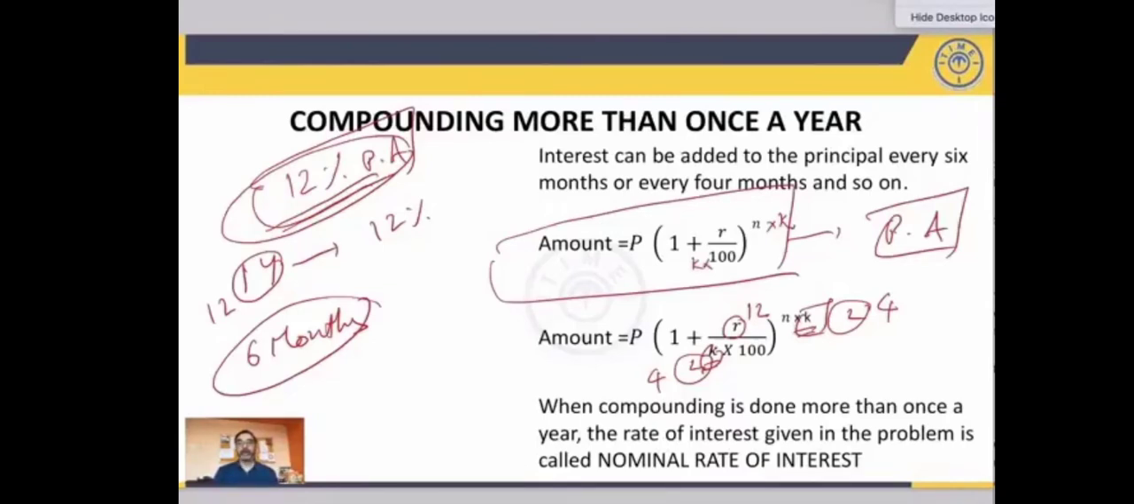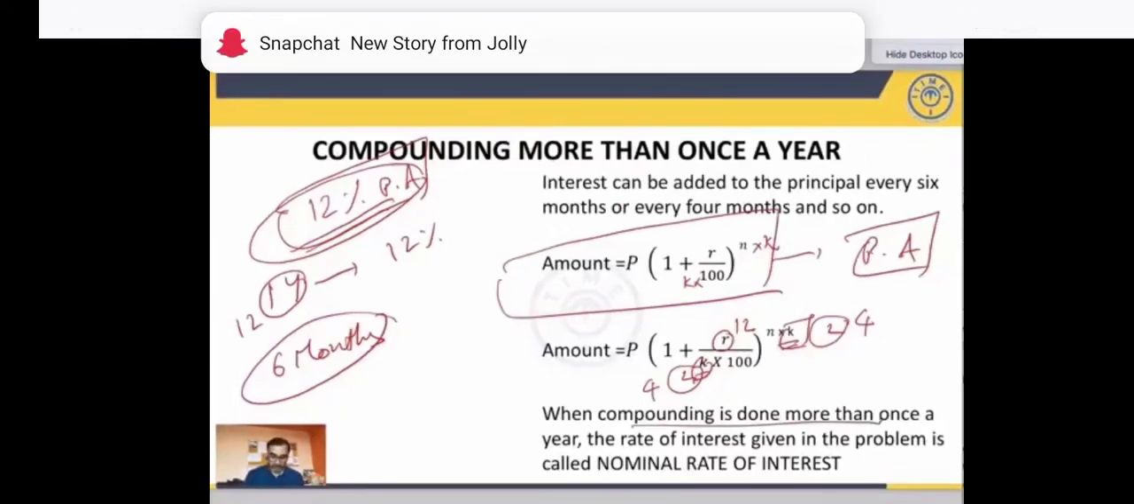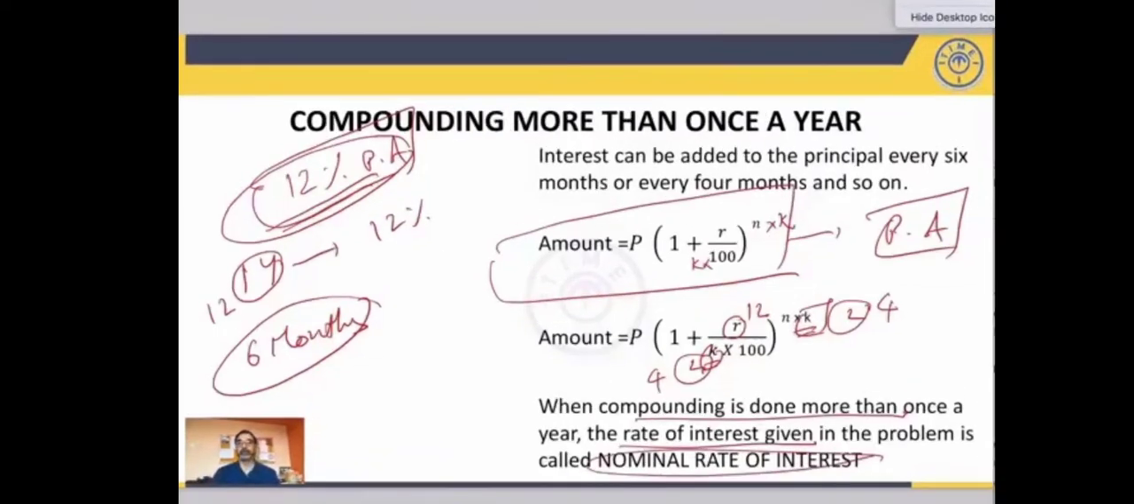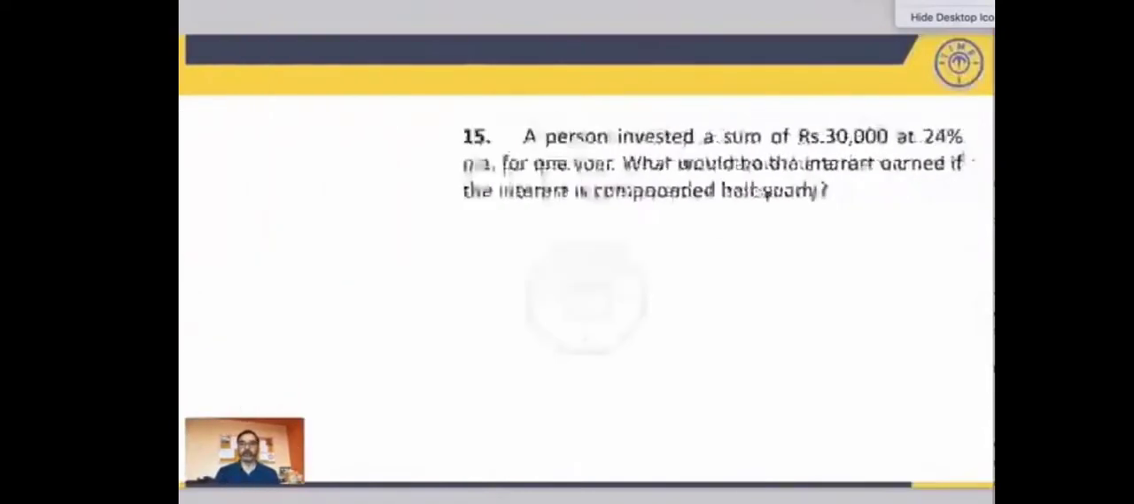And whenever compounding is done more than once a year, the rate of interest that is given is called the nominal rate of interest. Let's see one problem on this. A person invested a sum of 30,000 at 24% per annum for 1 year. What should be the interest earned if the interest is compounded every 6 months?